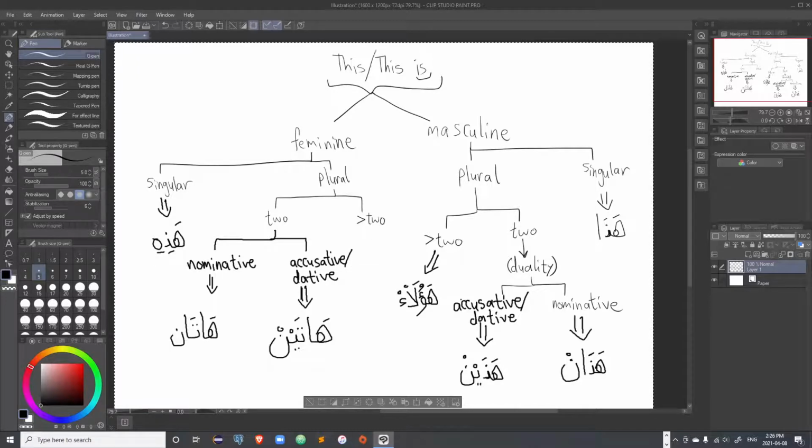What about the multiple form? Exactly the same for the masculine and the feminine. هؤلاء. So this is common between both genders or both forms, and you can see the similarities between singular and duality or plural, and you can also see the similarities between the forms for the duality here and the duality here with regards to the transformation from nominative to accusative or dative.